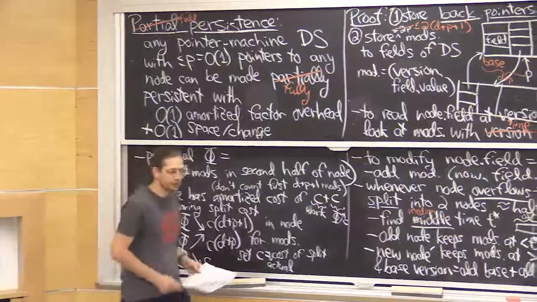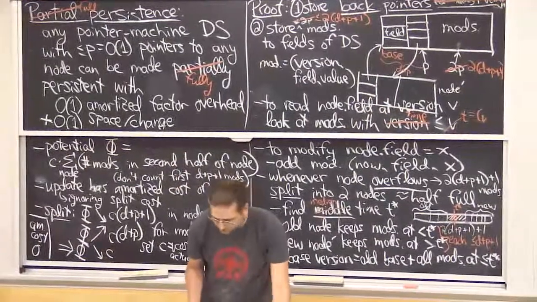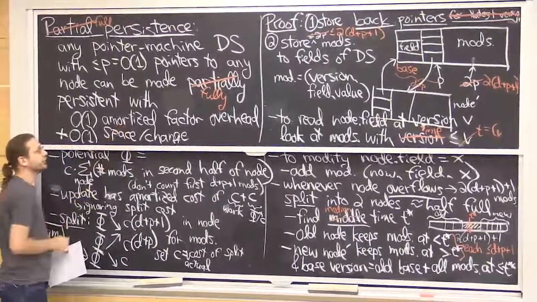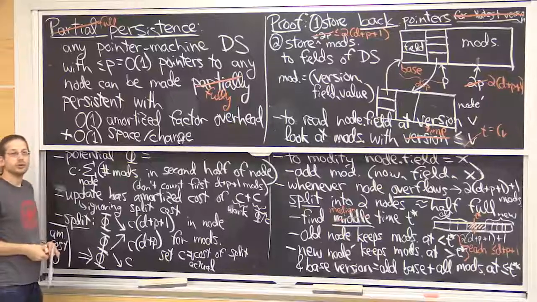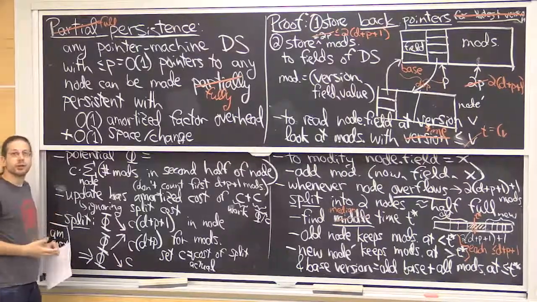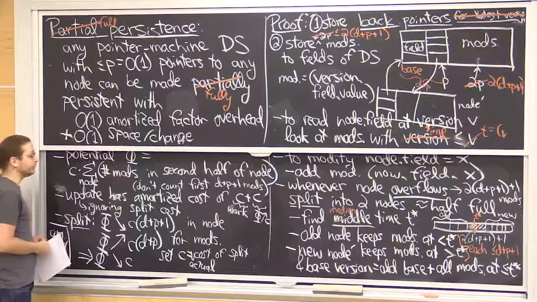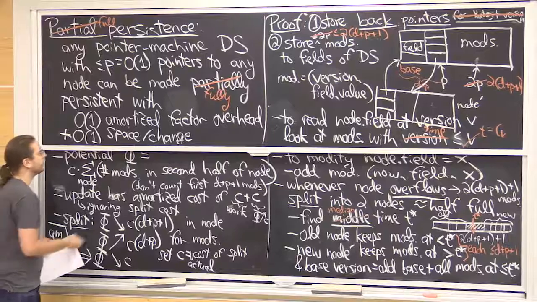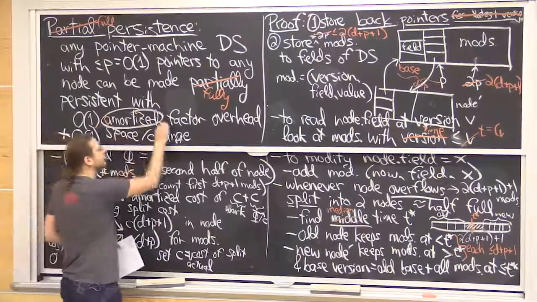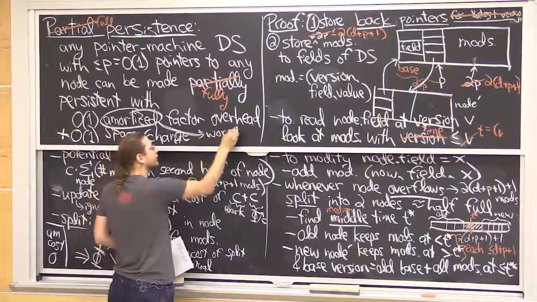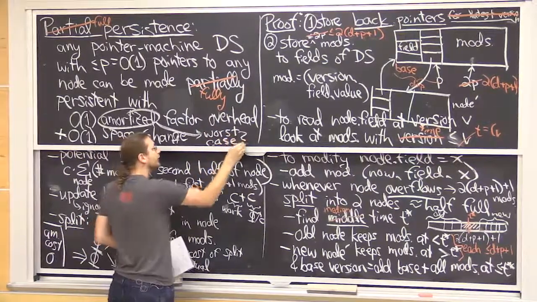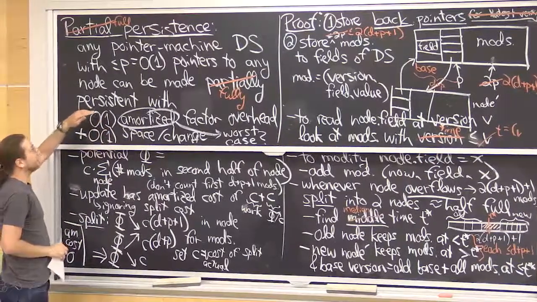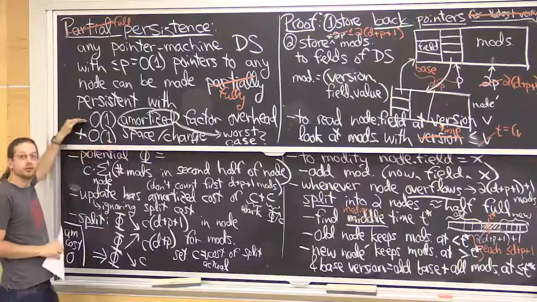Okay, one last thing I want to say. It's mostly a natural question: we have this amortization in the overhead, but if you have a data structure that runs really fast per operation, you'd maybe like to preserve the worst case time as well. And it turns out, so when can we get worst case? And the answer turns out to be that for partial persistence, you can get constant worst case factor overhead.